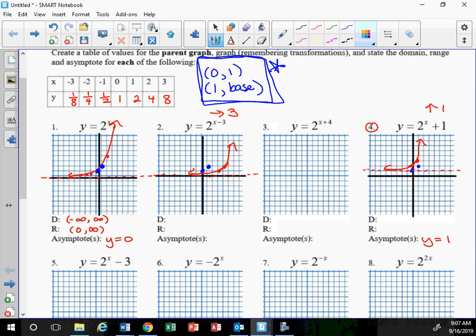What's the domain of this one? What is the domain going to be every single time we're doing an exponential? Yes, it is. Every time. Negative infinity to infinity. All right, what's the range? 1 to infinity. We shifted up 1, so that changes my range. And I'll go back in and fill in number 2 also.